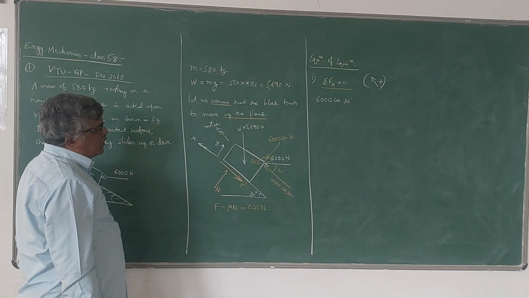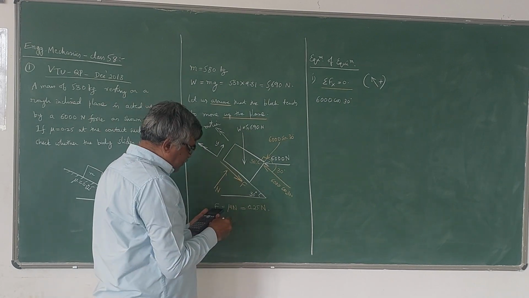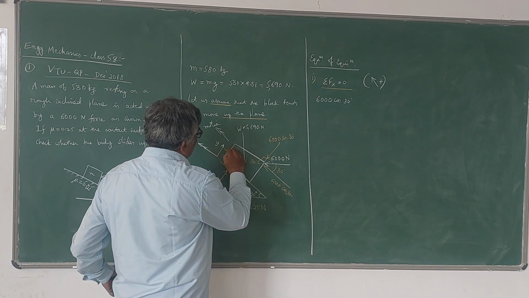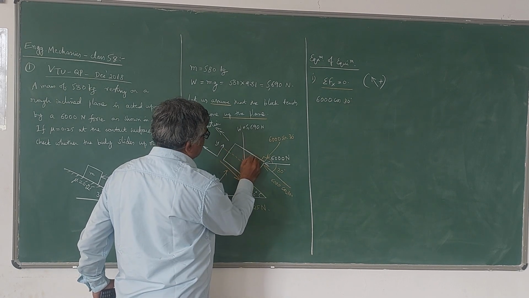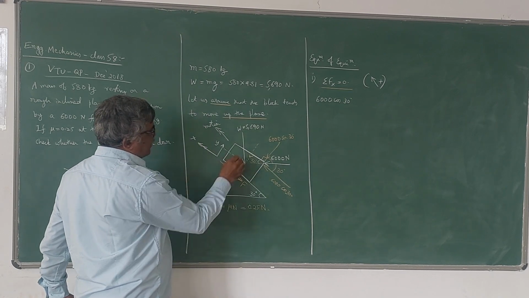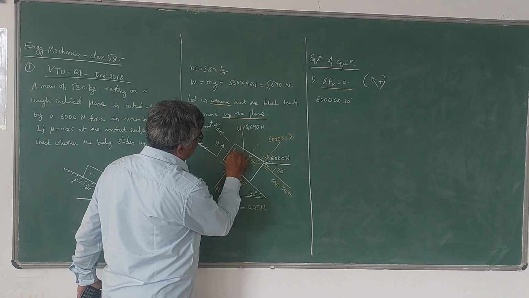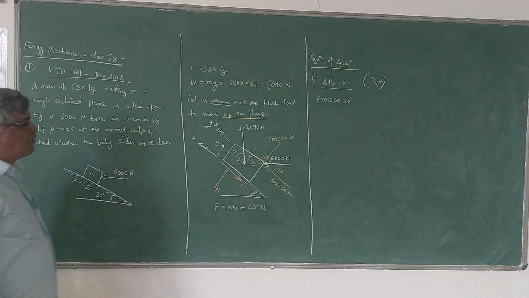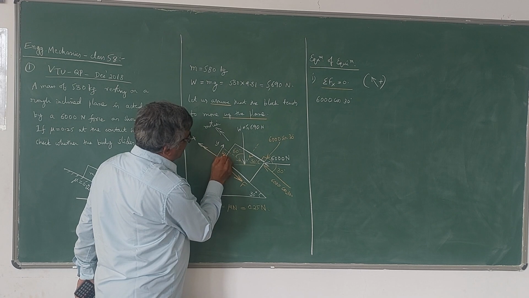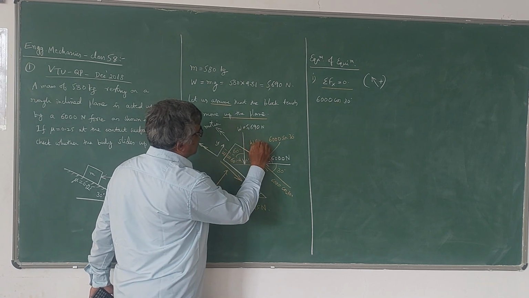Then we have to resolve this W also. If we resolve the W, it will be like this. Parallel to the plane, perpendicular to the plane. Now here also this becomes 30, this becomes 60. So you should be careful about the angles. This becomes 60, therefore this becomes W cos 60, whereas this becomes W sin 60.